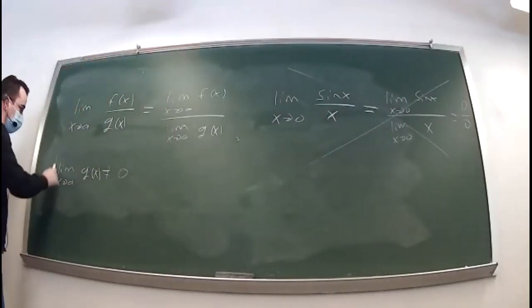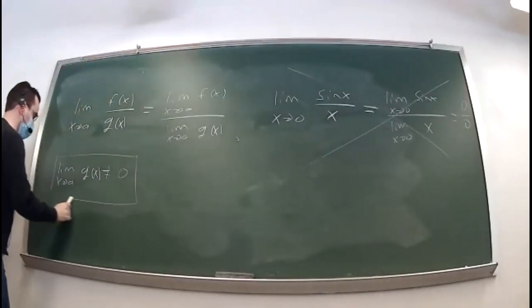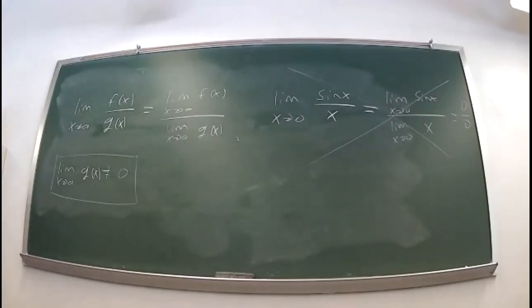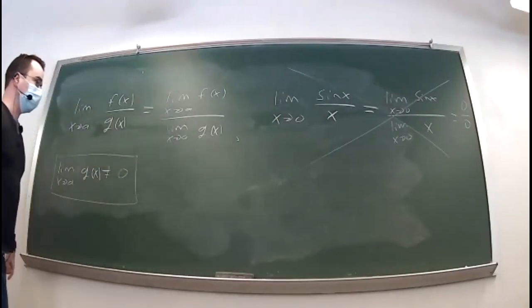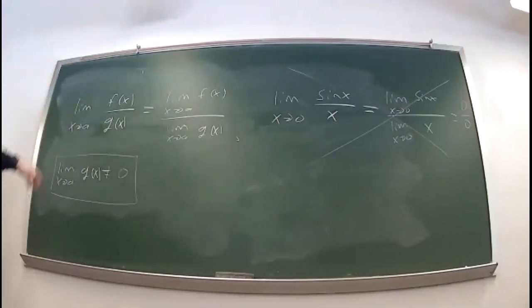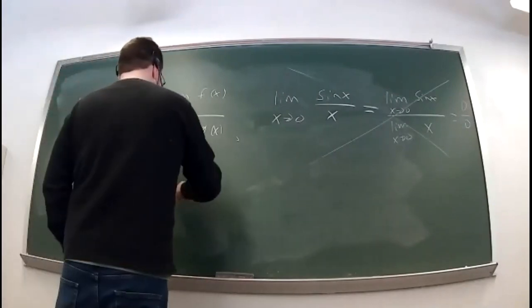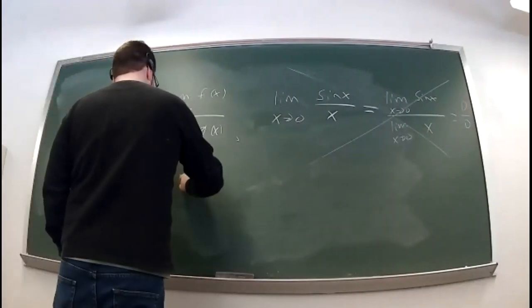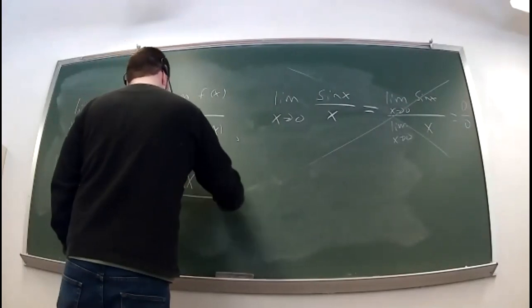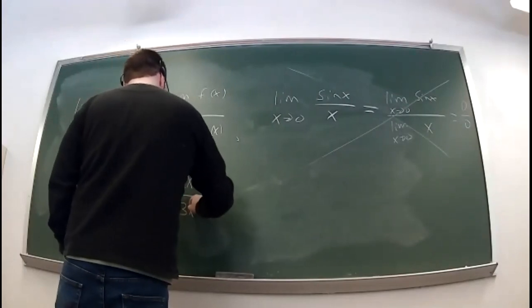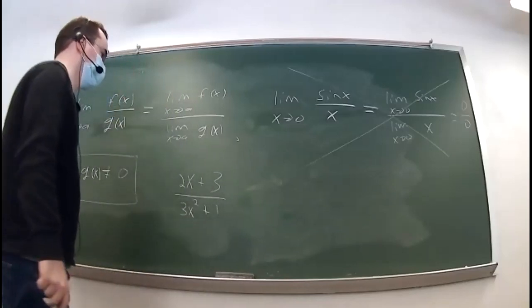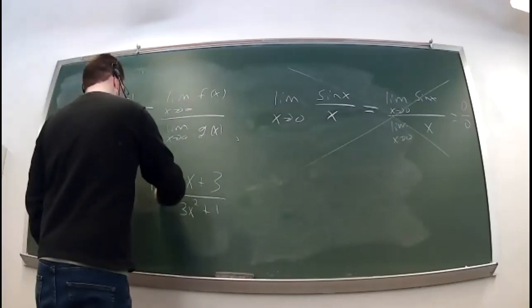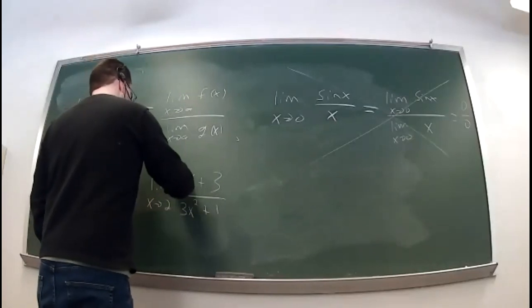This limit law has the condition that as long as the limit of your denominator exists and is not equal to 0, then you can split it up like that. So this limit law is useful for calculating limits of things like 2x plus 3 over 3x squared plus 1, as x goes to 2.